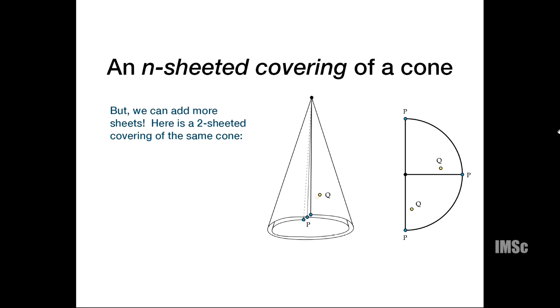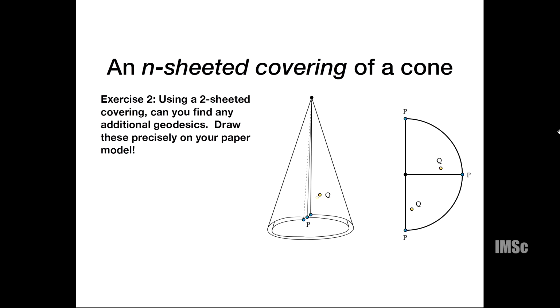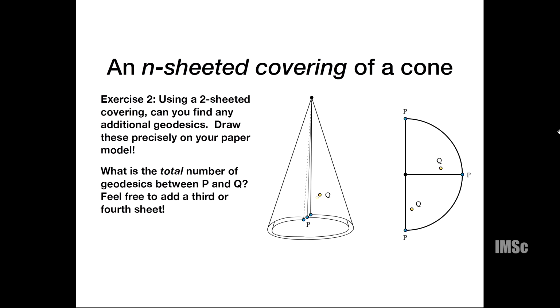So like before, we actually have 6 we could draw, but there's some repetition. Because P1 to Q1, that's the same as P2 to Q2. And Q1 to P2, that's the same as Q2 to P3. So we have those redundancies. So there's 4 geodesics now that we can see on the cone.